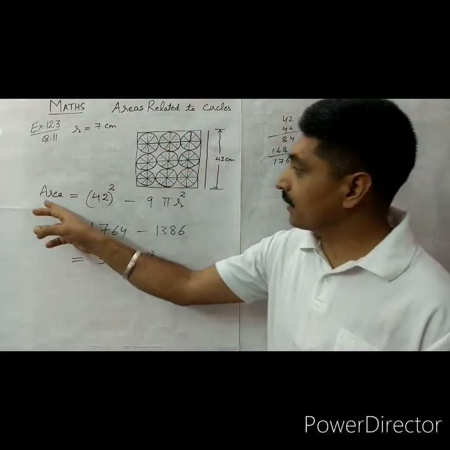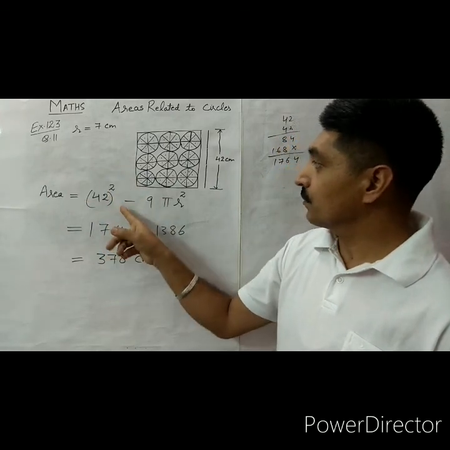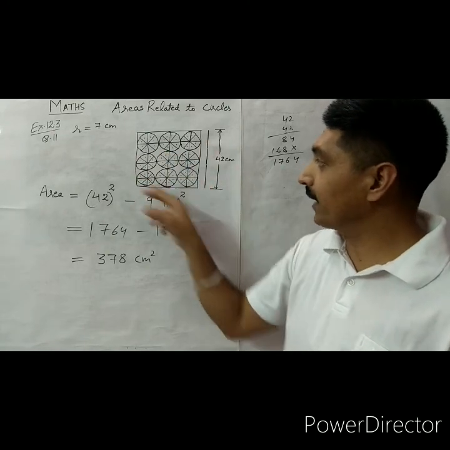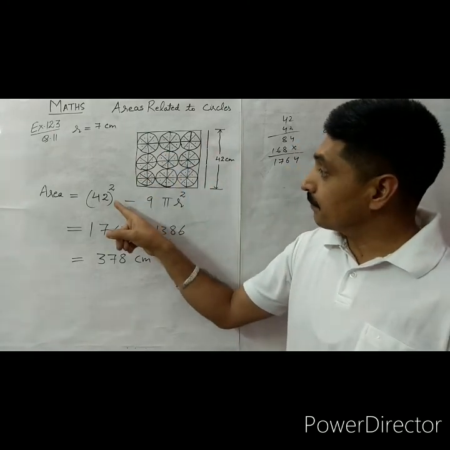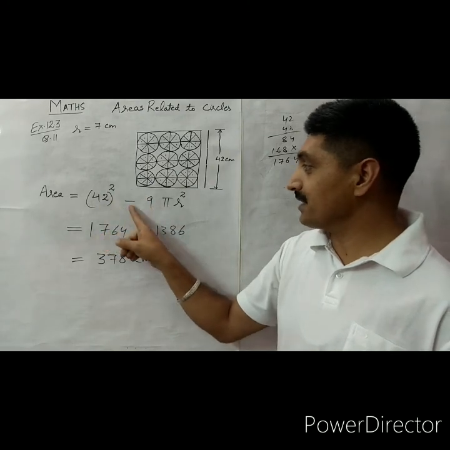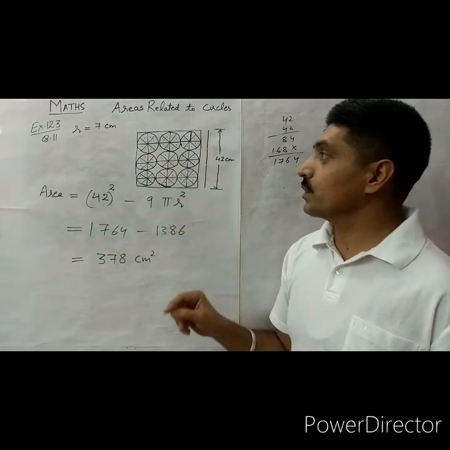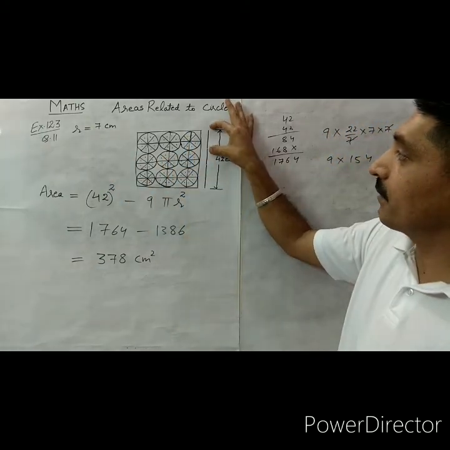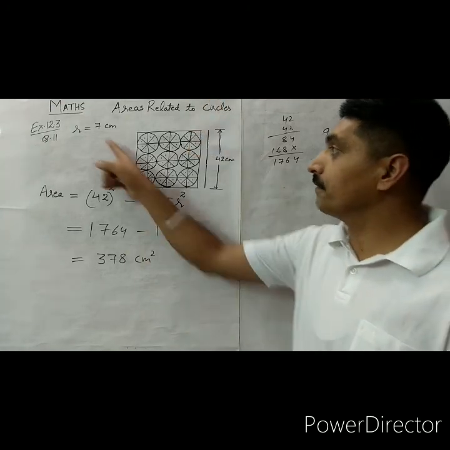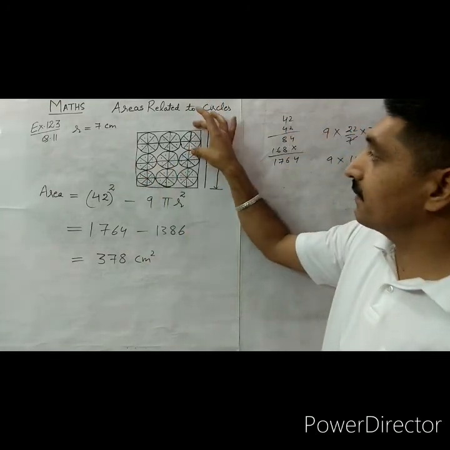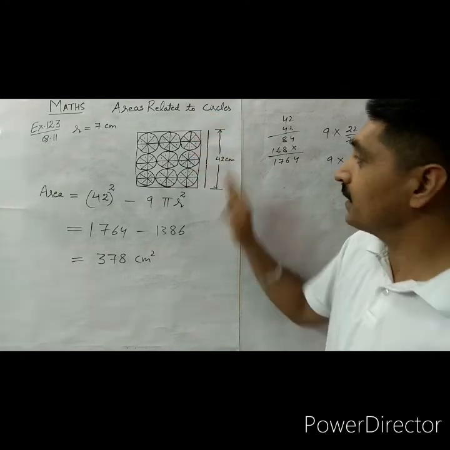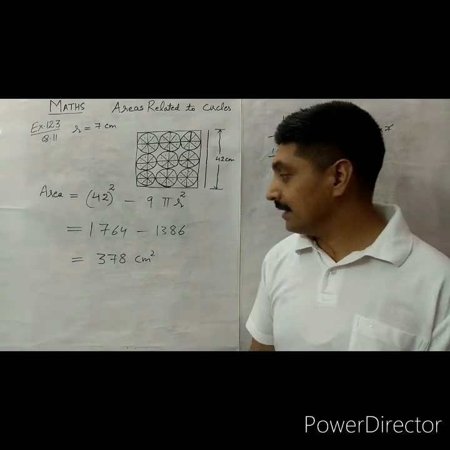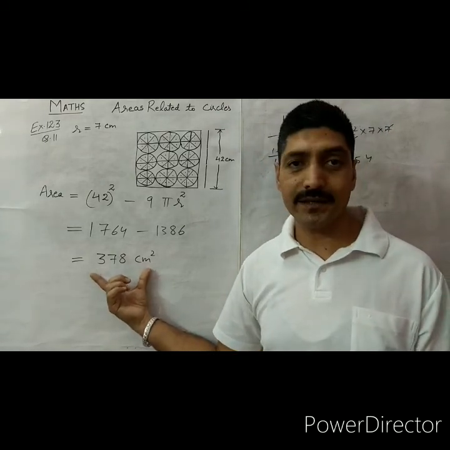So the area asked in the question is equal to the area of the complete square, the whole handkerchief, minus 9 times the area of the circle. So here we have the radius of the circle is 7, and therefore the diameter of a circle is double of the radius, 14 centimeter. 7 plus 7 is 14, 14 plus 14 plus 14. So side of the square is 42 centimeter, and this is the required area here.